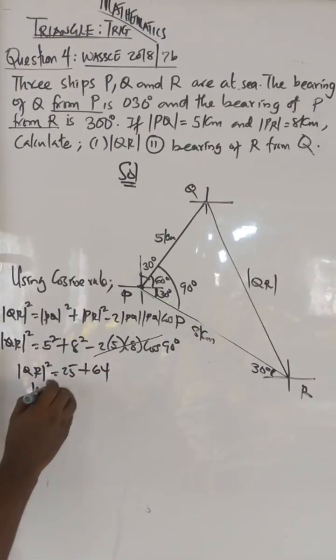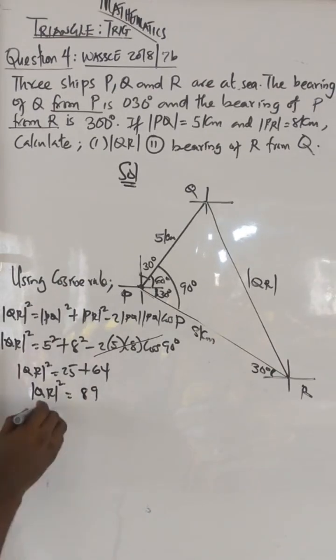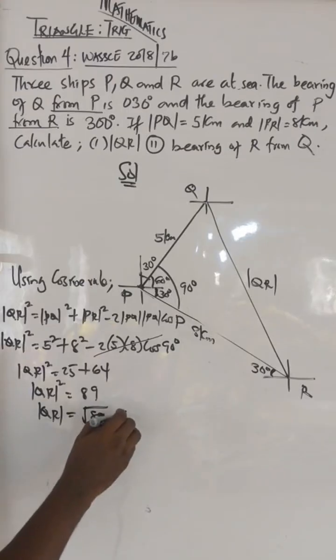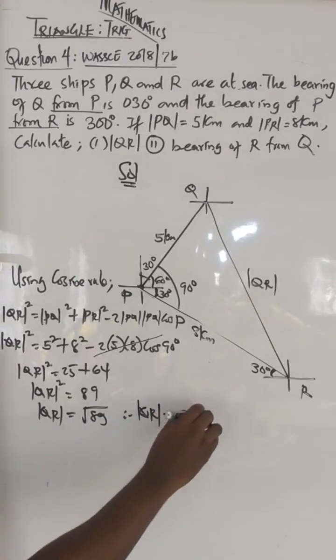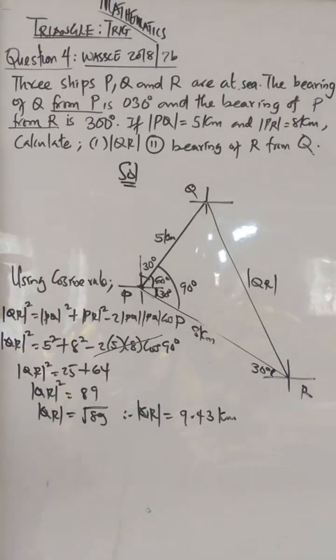QR squared equals 89. Then QR is the root of 89. So QR is 9.43. 9.43 what? Kilometers. So we go to the first part, QR.